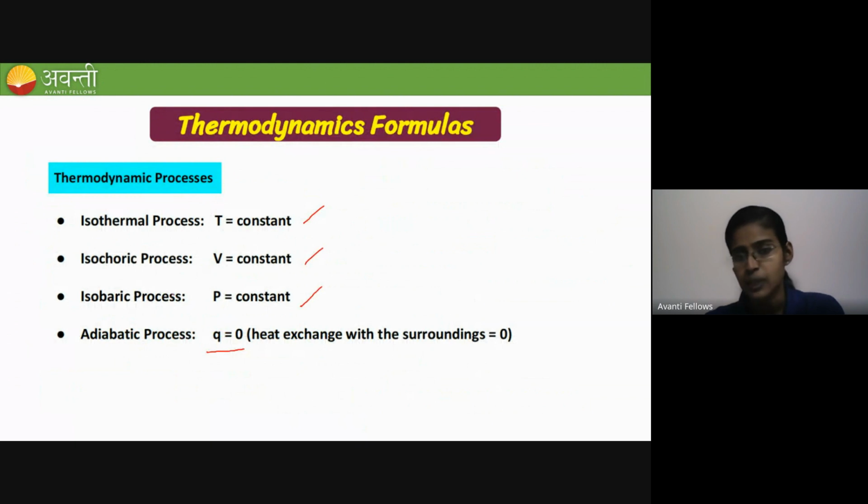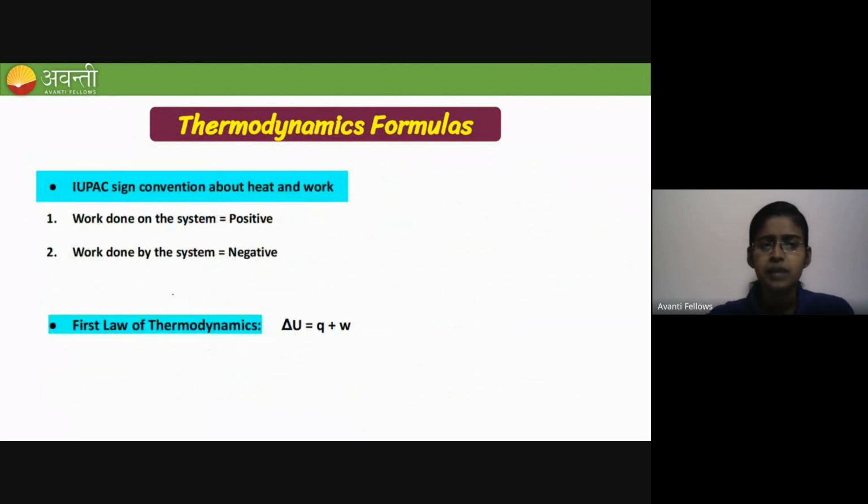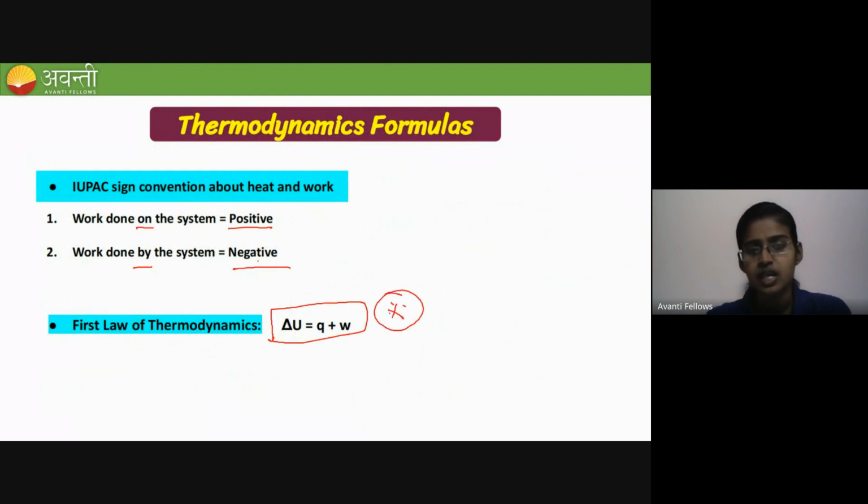So these are very basic and very important. The IUPAC convention for work: if the work is done on the system, it is positive. If the work is done by the system, it is negative. And the first law of thermodynamics: delta U is equal to Q plus W. So sign convention is very important for physical chemistry.